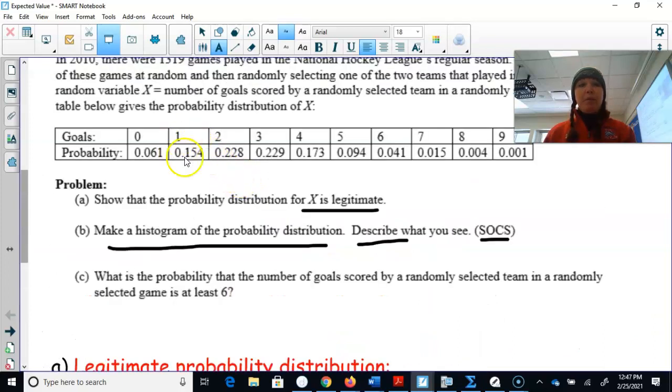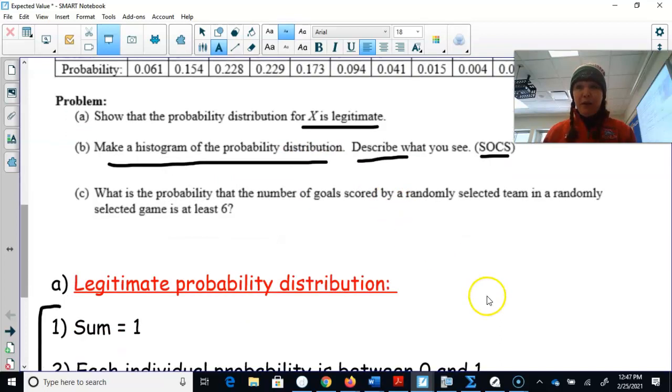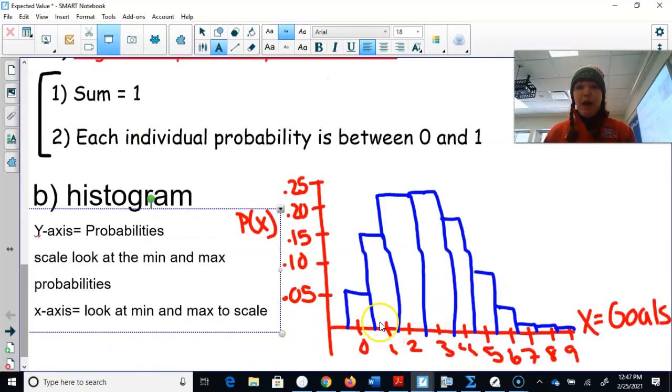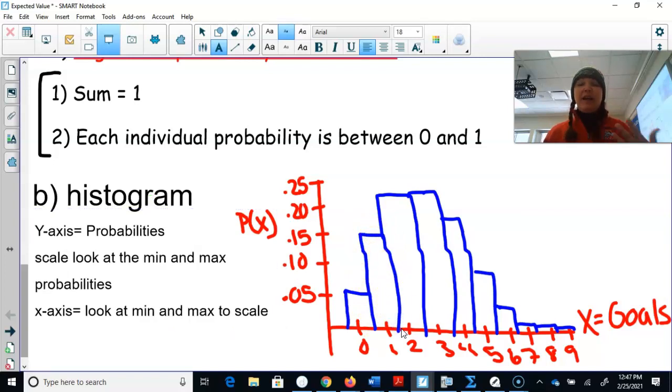The probability for 1 goal scored in a game is 0.154. You'll notice then I went up, the bars are touching, to the 0.154, over and down. And I continue that process. Again, the bars are touching in this.